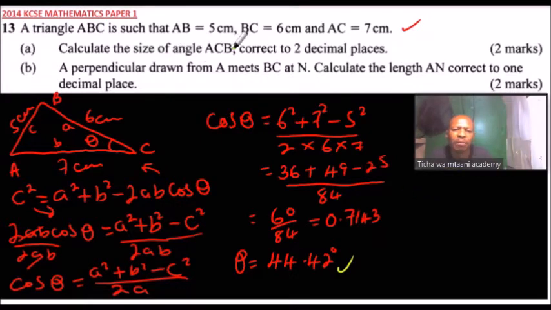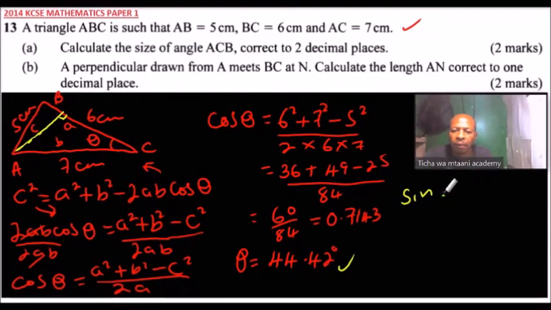A perpendicular is drawn from A to meet BC at N. Calculate the length of AN. So this is that perpendicular which we can drop here. Perpendicular means it makes an angle of 90 with BC, and therefore since we already have this side and the angle, we can just say the sine of 44.42 degrees, which we have calculated, is equal to, that is the sine of this angle is opposite. Our opposite is AN. You divide by the hypotenuse, which is 7.